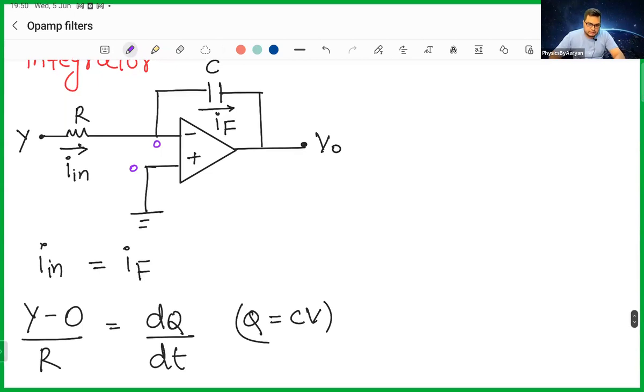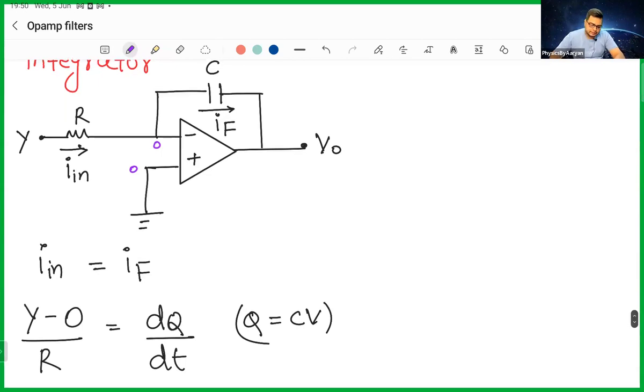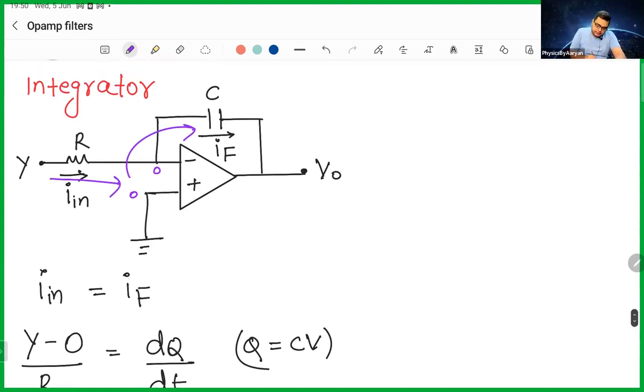So let's say there is a voltage. Input current is coming and it will go straight to here. It will go straight to here. So what is the current in this?